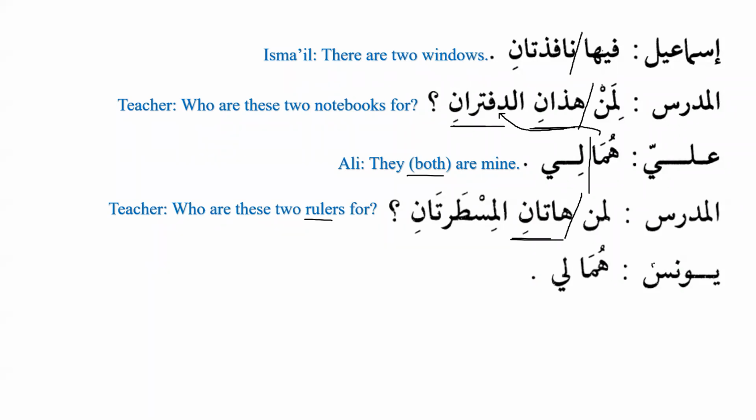Yunusu, as it's the name of the Prophet, so it will be mamnuun min as-sarf. Huma li, they both are mine. Again, we can see that huma refers to al-mistaratani, and we know that huma is used for the dual masculine, and also it is used for the dual feminine. Now it depends on the context. For example, here Ali says huma li, and Ali is talking about the notebooks. And here Yunus says huma li, and here Yunus is referring to the two rulers.